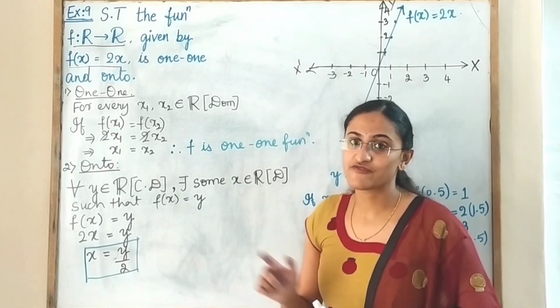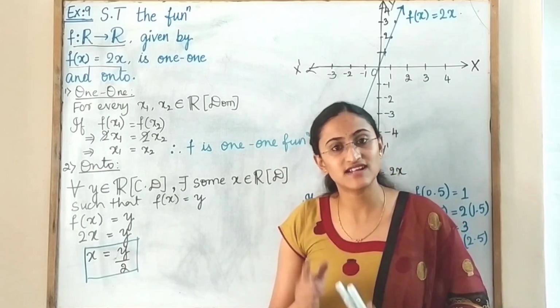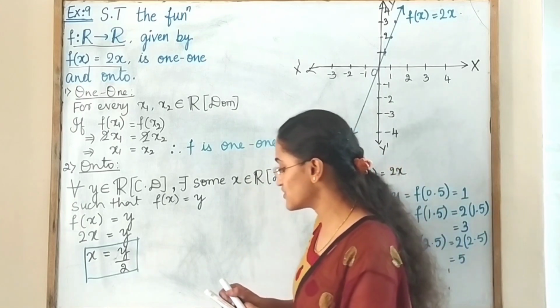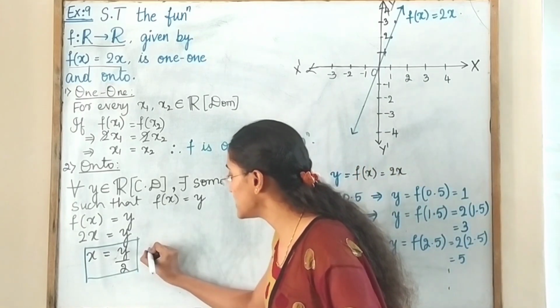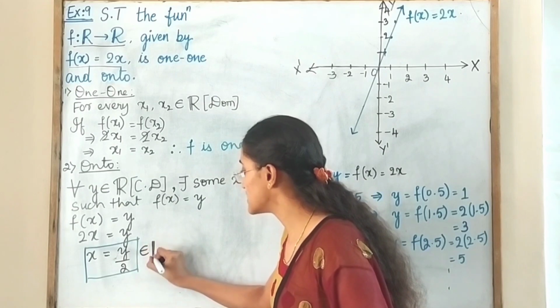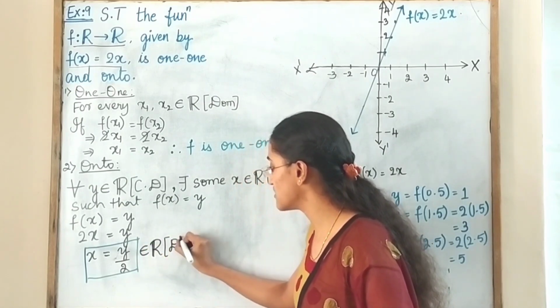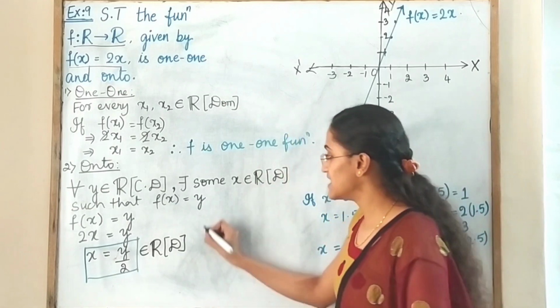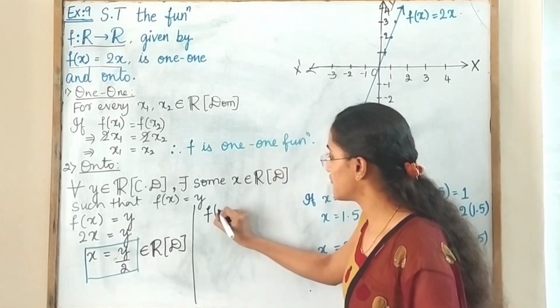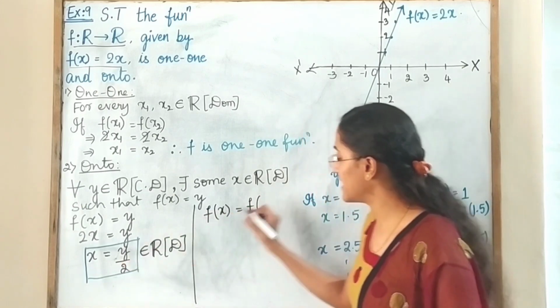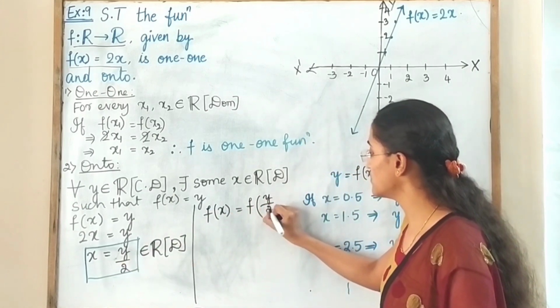Because this is of the form a rational number, and a rational number belongs in the set of real numbers, you can conclude that y by 2 belongs to the real number set. This real number is nothing but the domain set, right? Now verifying this, f of x is equal to f of, what is the value of x? That is y by 2.